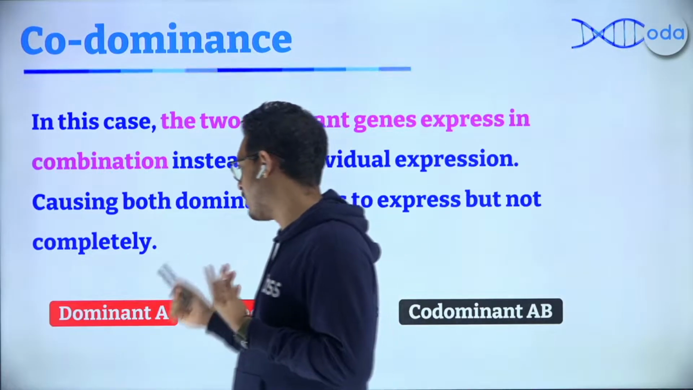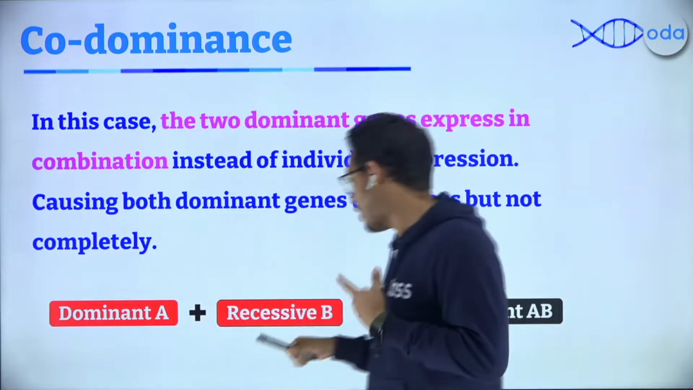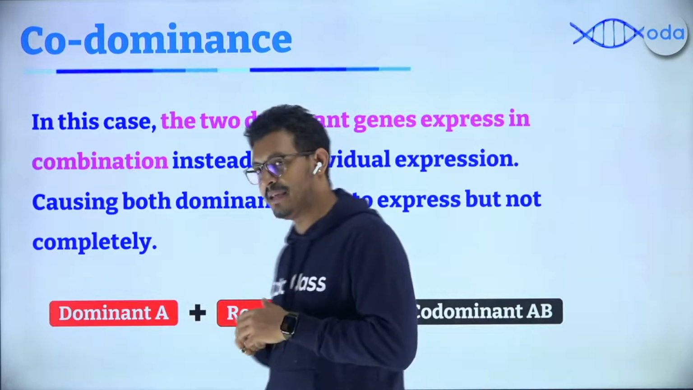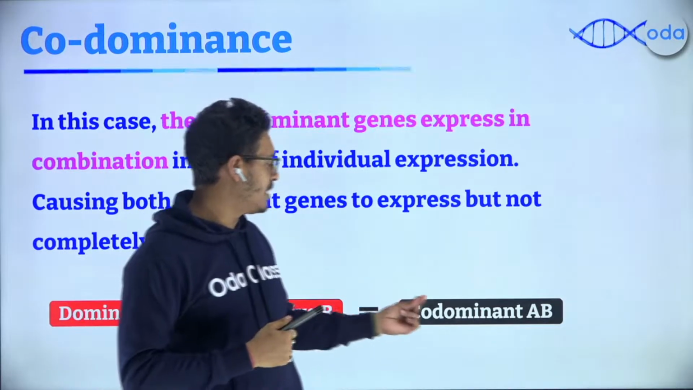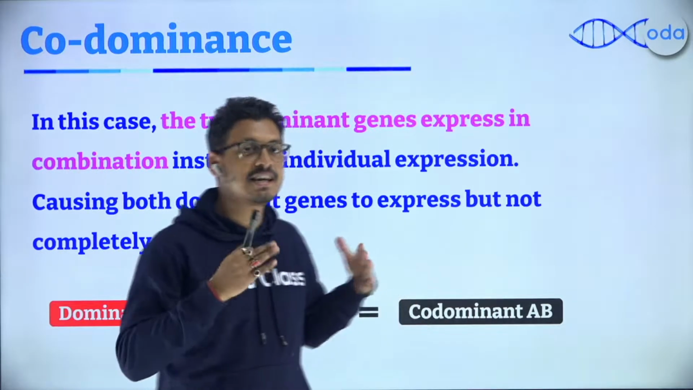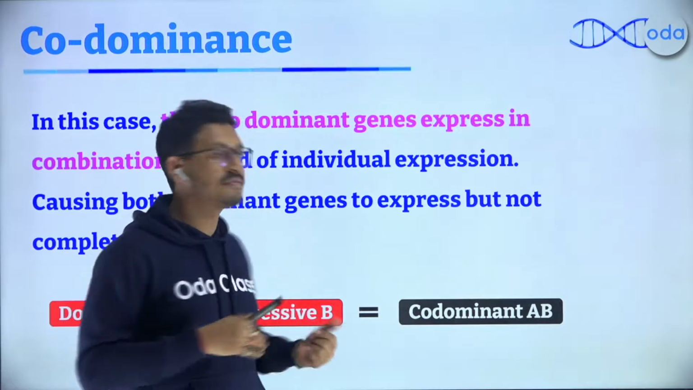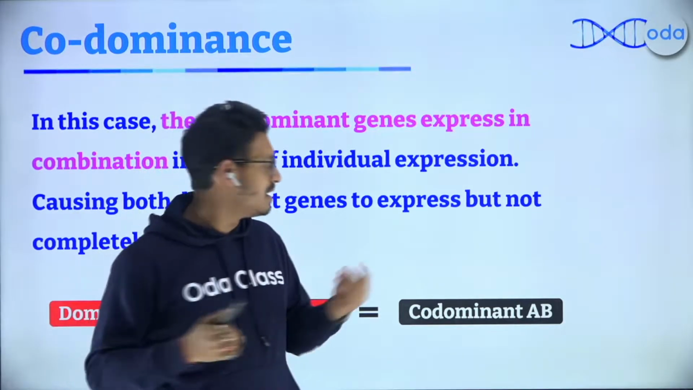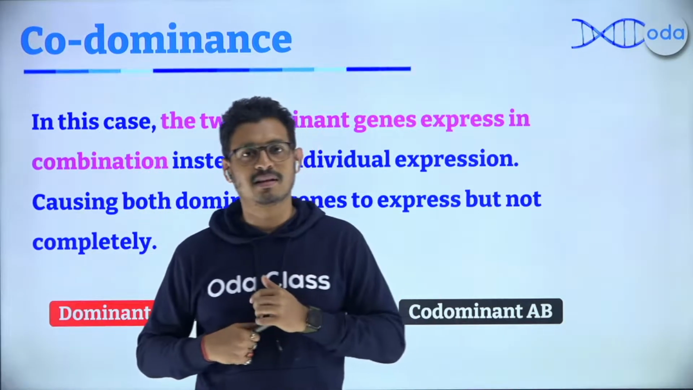Let's just say we have a dominant allele A and a recessive allele B. In that case, when you go to codominance, either they are combining their effect, or instead of recessive, if you have another dominant allele B, they will both combine and give you codominance of AB.